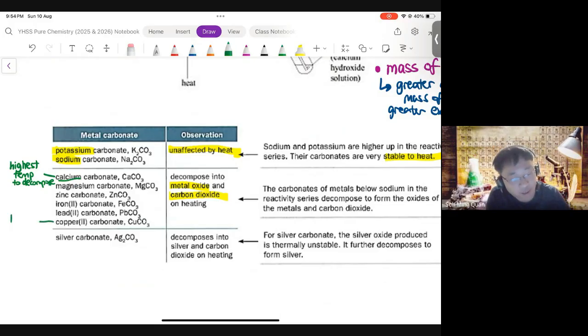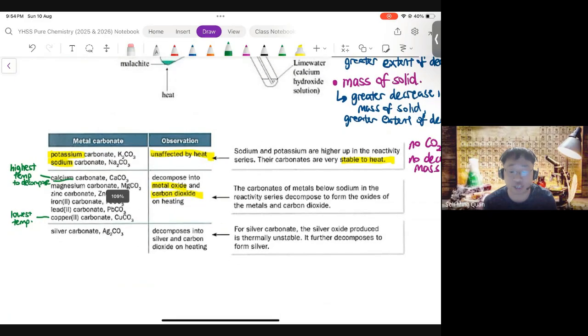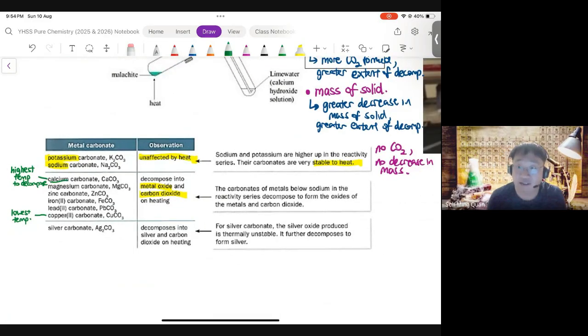Copper 2 carbonate, on the other hand, requires the lowest temperature to decompose. Copper 2 carbonate is very easy to decompose. You just need to heat it to beyond 200 degrees. That's easy to do with a Bunsen burner. So why does copper 2 carbonate need the lowest temperature? Because copper is the least reactive of this list of metals. Now, silver carbonate is even more interesting. Silver carbonate decomposes directly to form silver metal. And this is because the silver oxide produced is unstable. So the silver oxide itself decomposes to form silver.